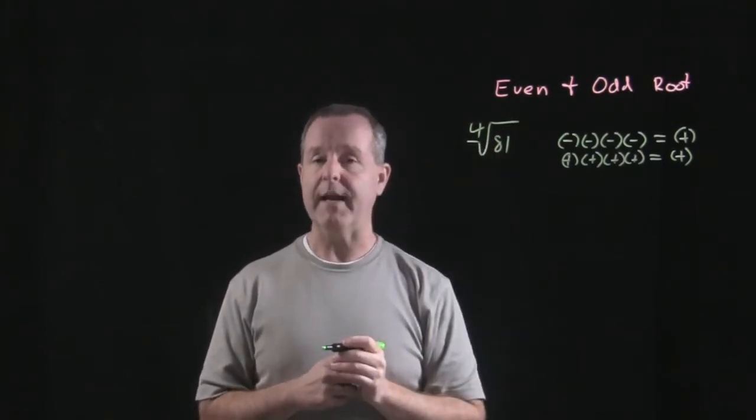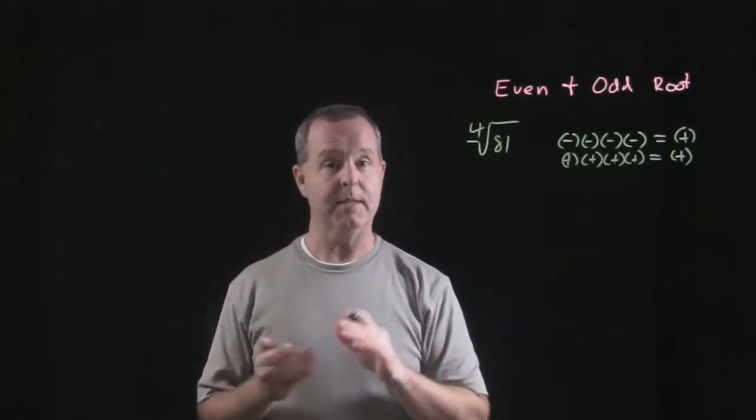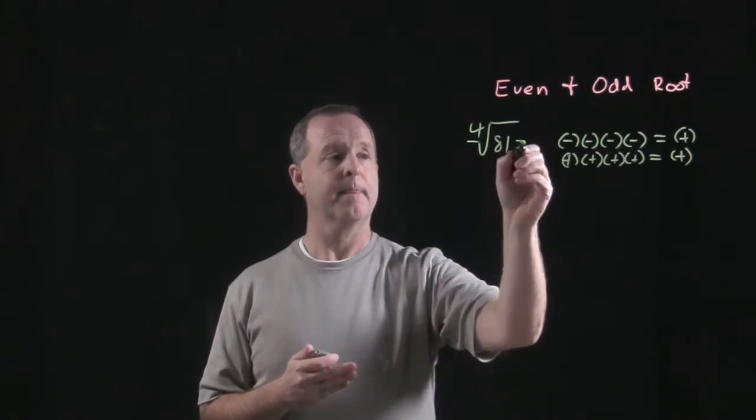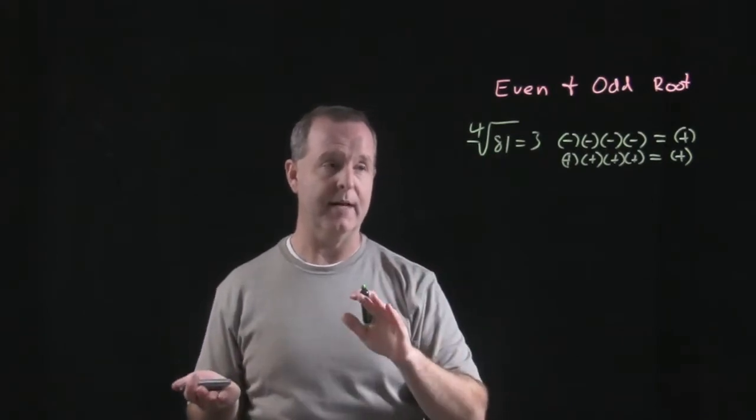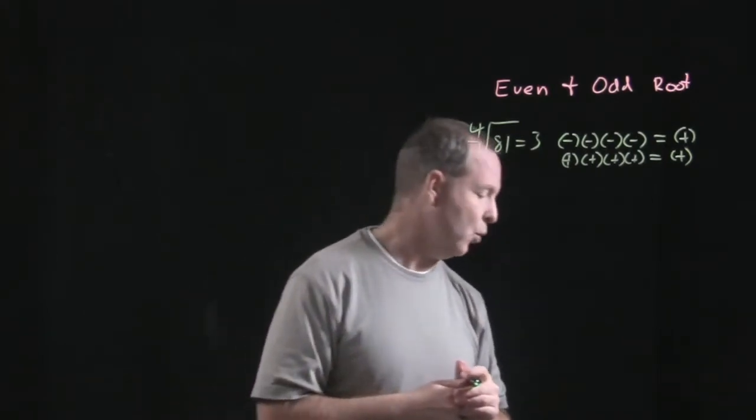So the fourth root of 81, what number times itself 4 times? That would be a 3. 3 times 3 is 9, times 3 is 27, times 3 one more time is 81.